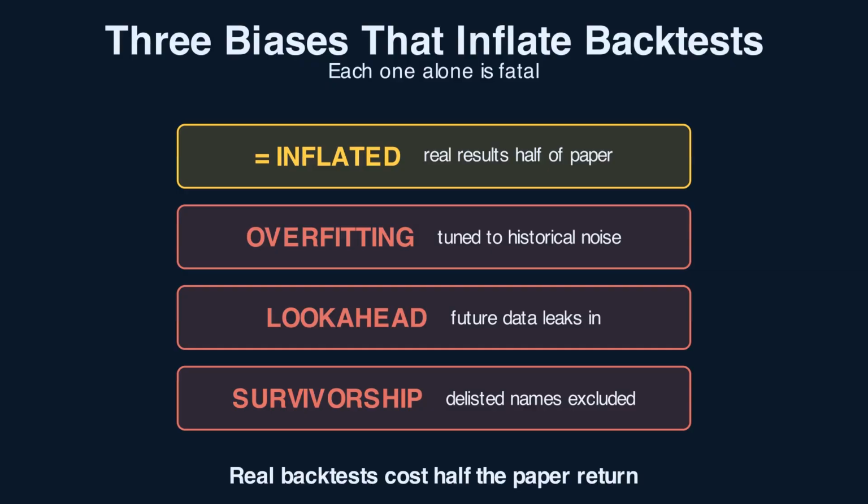2. Look-ahead bias. Using data that wouldn't have been available at the trade time: split-adjusted prices applied before the split happened, fundamentals from a later report, end-of-day data used intraday. 3. Overfitting. Tuning parameters until the historical curve looks perfect, capturing noise instead of signal. Each bias alone inflates returns. Together, they double or triple the paper number versus reality.